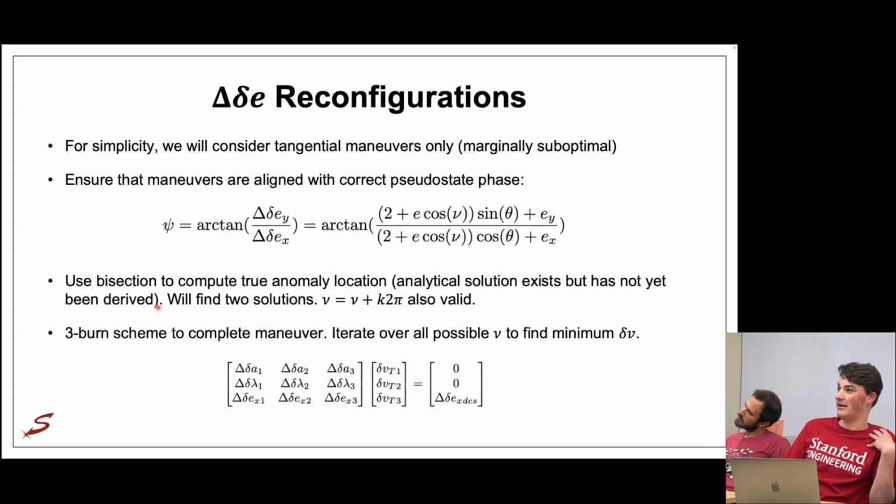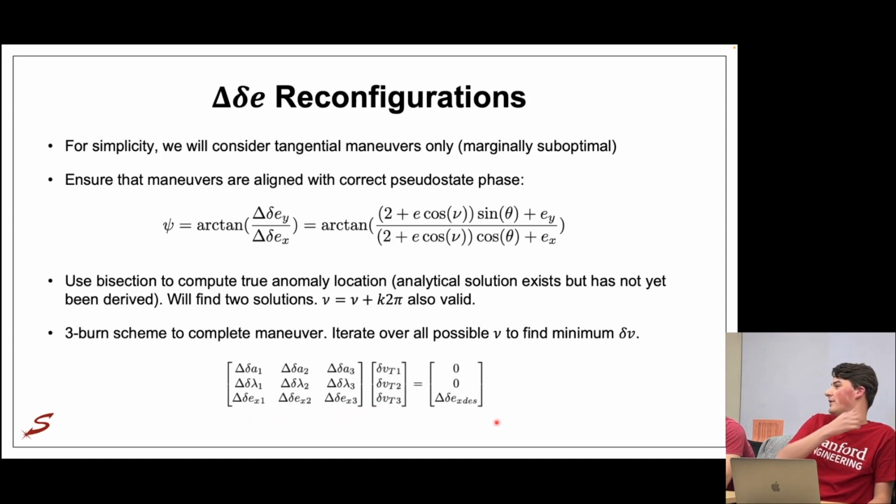When you do the bisection algorithm, you're going to find that there are 2 valid solutions per orbit, and then you can just increment that by 2 pi, depending on your control duration, to get all the possible maneuver locations where you can perform that maneuver. And since you're aligned with the pseudostate phase, if you reach a specific change in delta EX, you will, by definition, also reach that same change in delta EY. So that reduces the number of maneuvers you need to perform from 4 to 3.